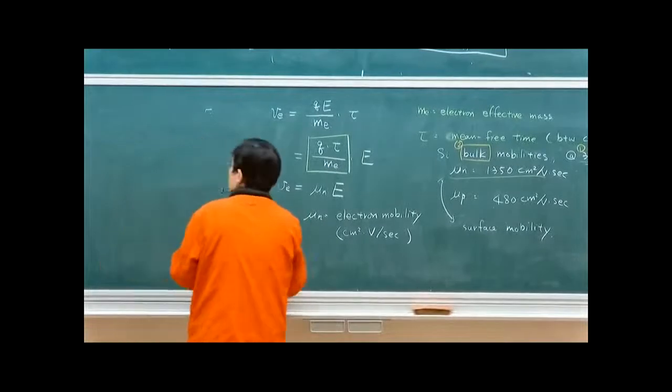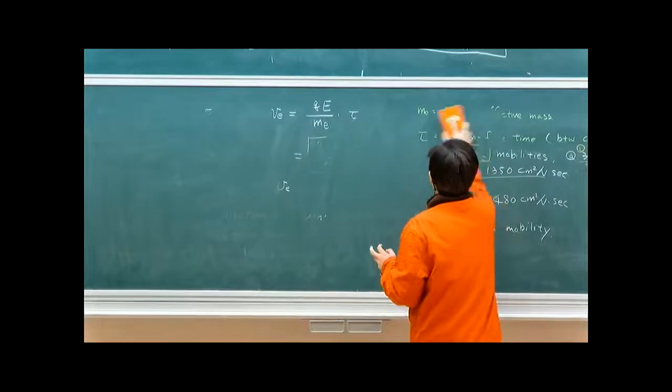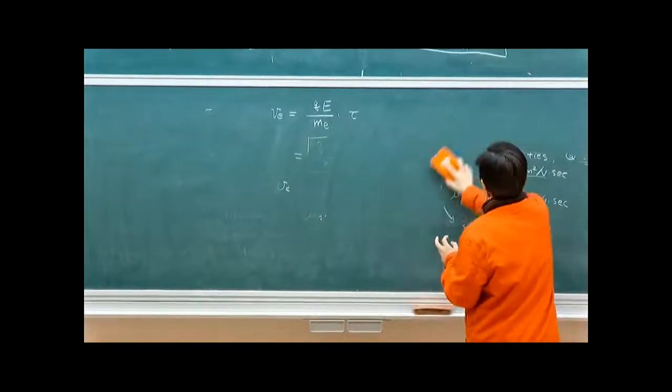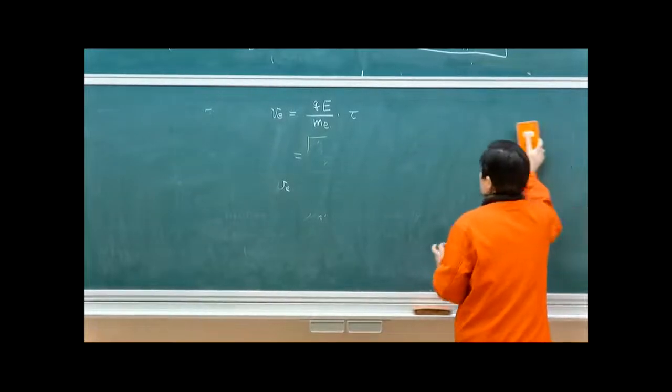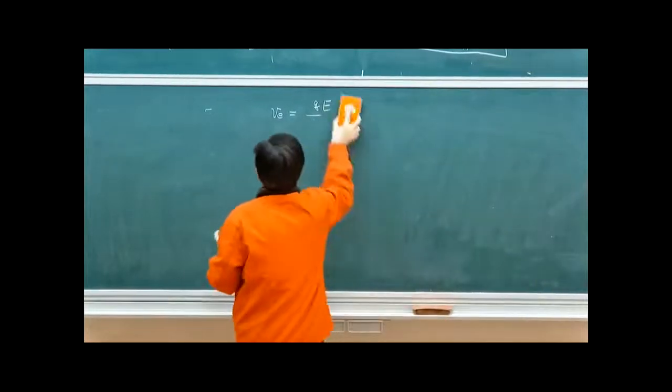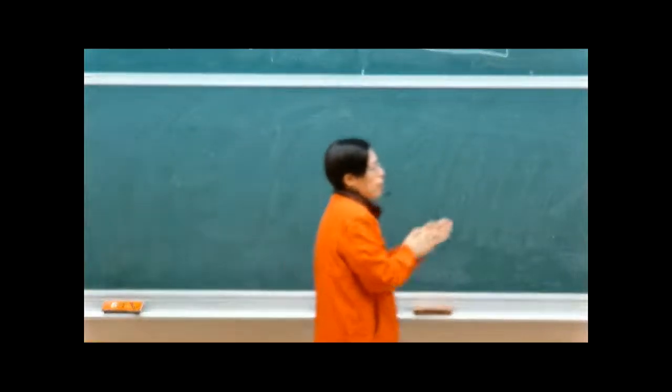So we're going to move on to, hopefully we get to at least finish, the next transport mechanism, which is diffusion. So let's look at diffusion. Diffusion happens when you have non-uniform doping concentration.